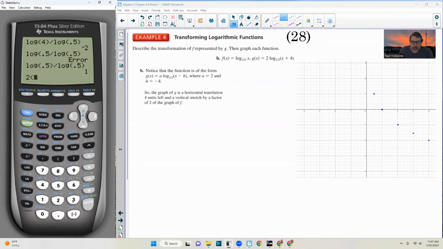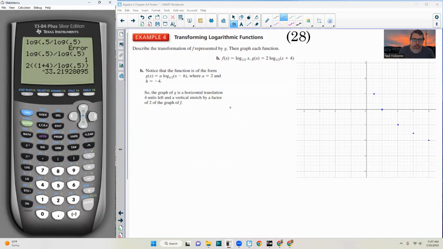And let's start with 1. So x is 1. 1 plus 4 divided by, I need another parentheses here. Second, insert a parenthesis. So I'm multiplying 2 times this whole thing. That's what the 2 out front is. So the log of x, which is 1 plus 4, divided by the log of our base, which is a half. And hit enter. And I got negative 33 when x was 1. That's not right.